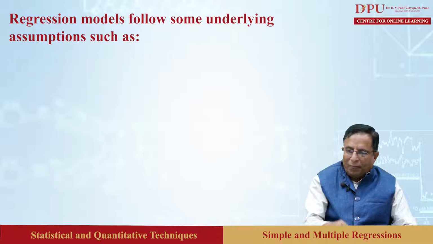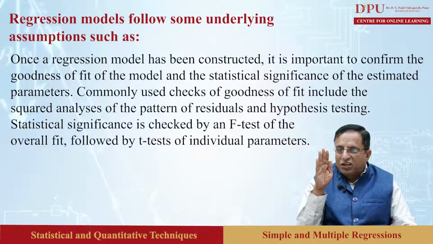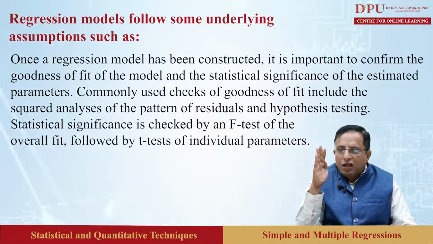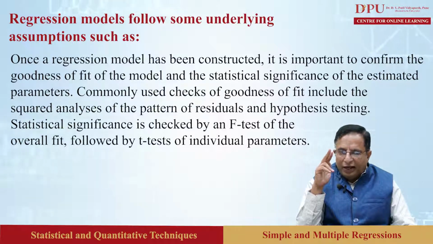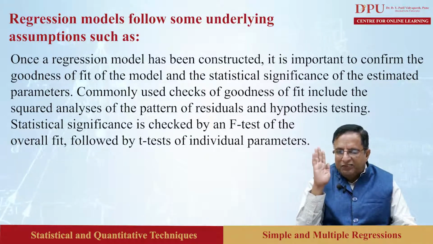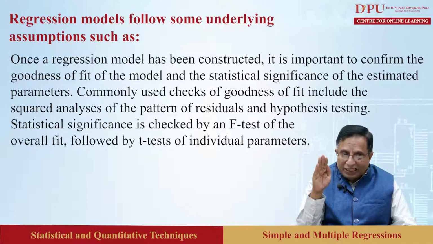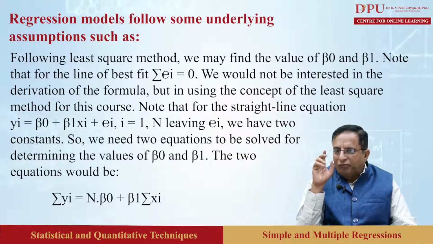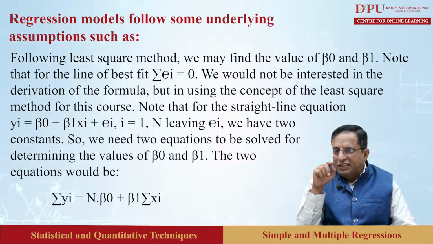minus y hat. Once a regression model has been constructed, it is important to confirm the goodness of fit of the model and statistical significance of the estimated parameters. Commonly used checks of goodness of fit include R-squared, analysis of pattern of residuals, and hypothesis testing. Statistical significance is checked by an F test of overall fit followed by t tests of individual parameters. Following least square methods, we may find the values of beta naught and beta 1. Note that for the line of best fit, sigma ei is equal to 0.